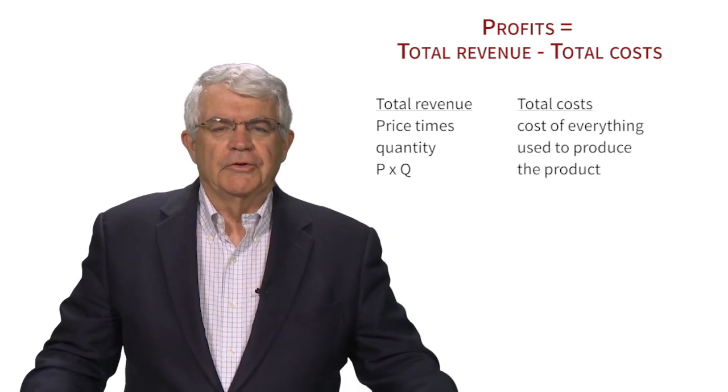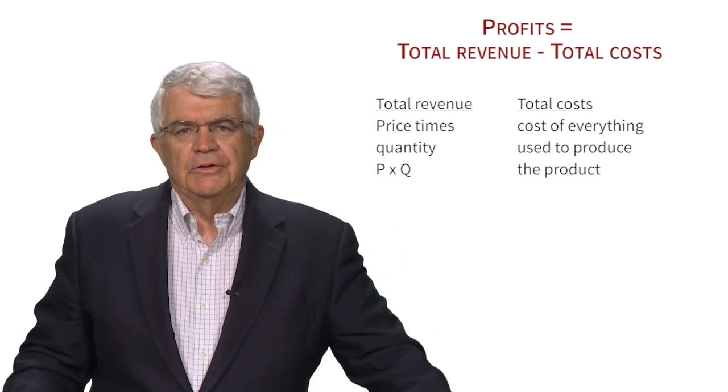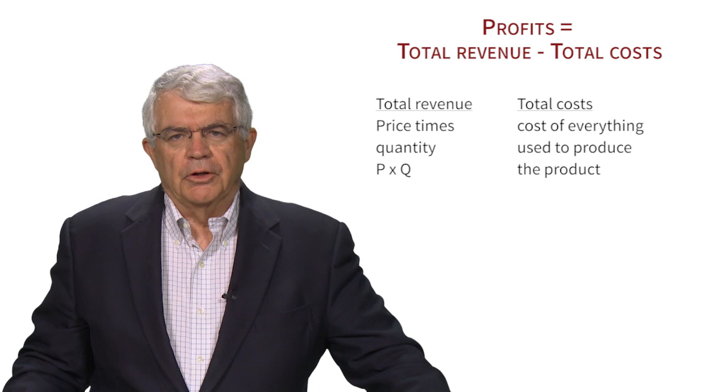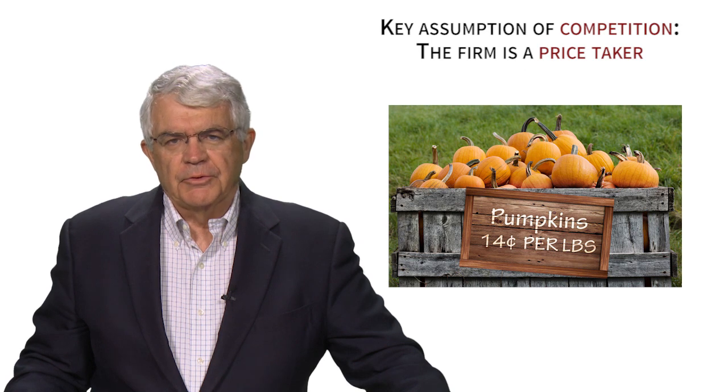You can also think of the total cost as the cost of everything you need to produce the product. That is the cost of the land, the cost of the equipment, and the cost of the workers. That's the total cost.